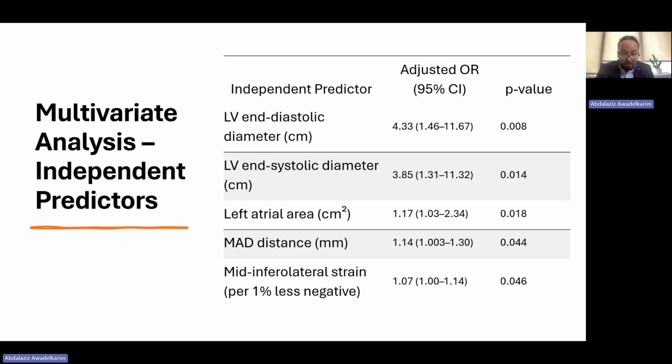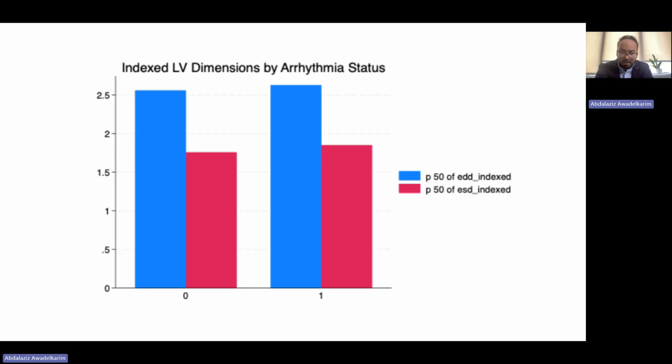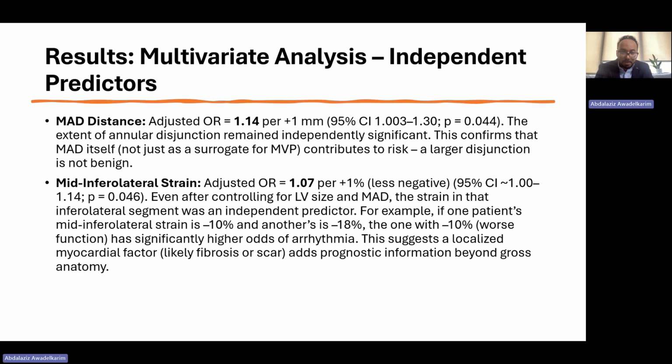the ones which were the LV end-diastolic diameter in centimeters, with the odds ratio of 4.3, LV end-systolic diameter, left atrial area, MAD distance, and that specific segment of mid-inferior lateral strain that is very close anatomically to where that MAD is present, with a significant odds ratio. So this is indexing. And again, that odds ratio of 1.017 is per each 1% decrease in the strain of that segment.